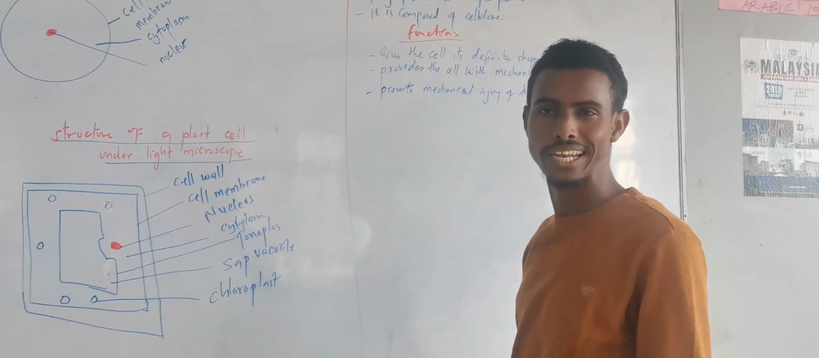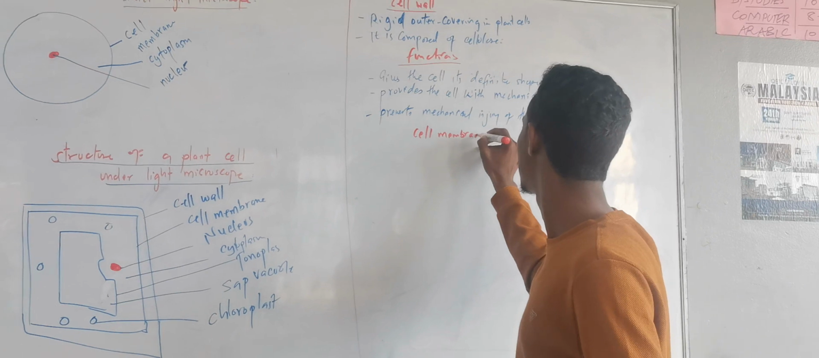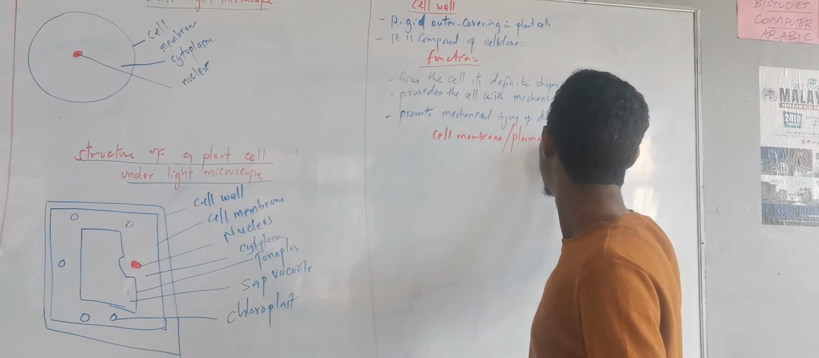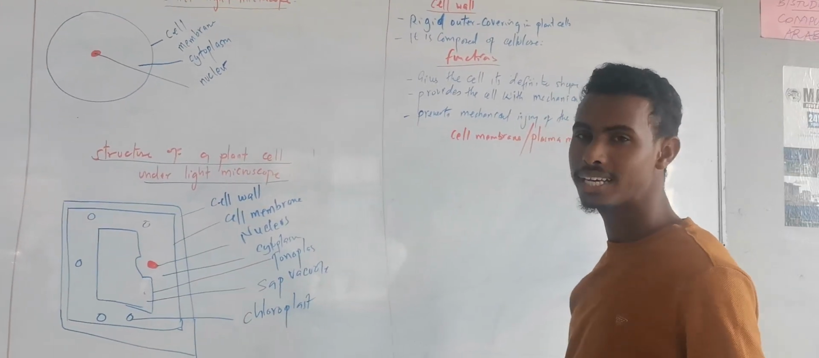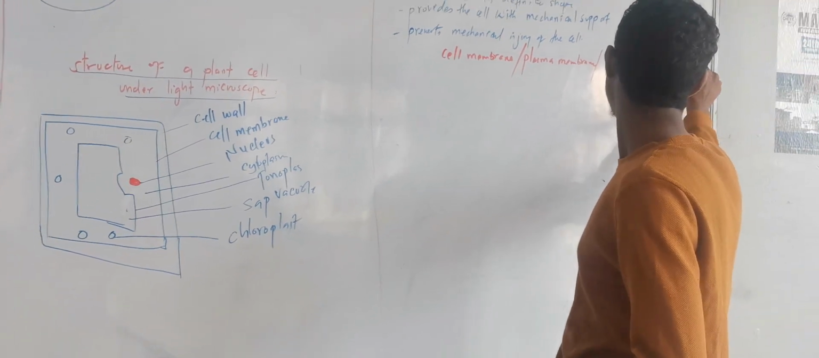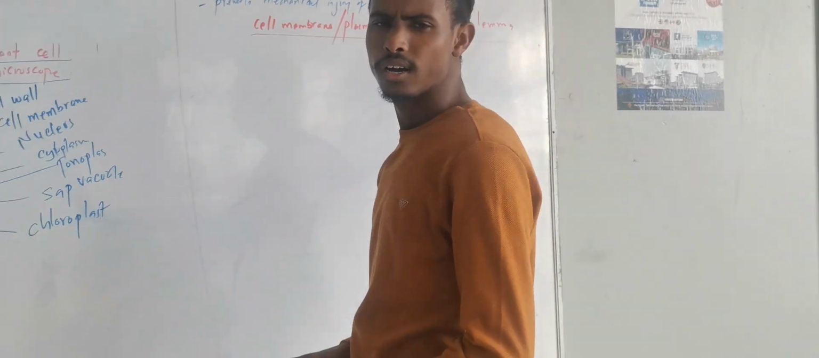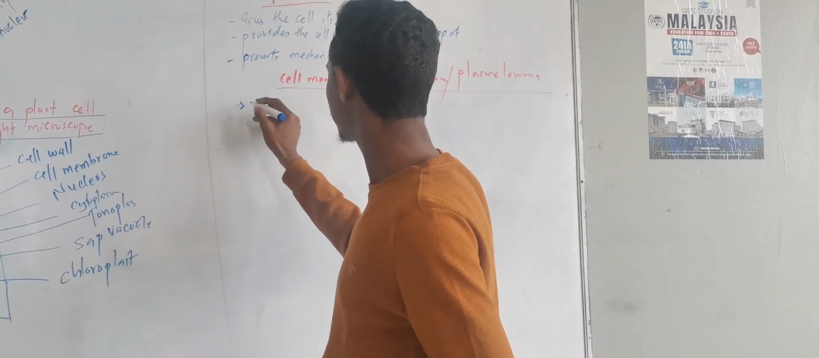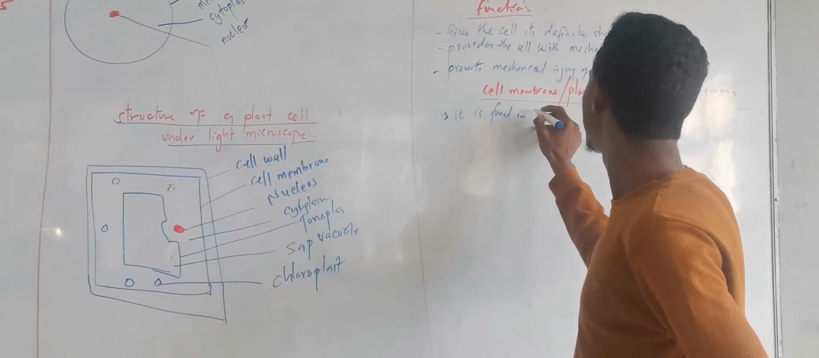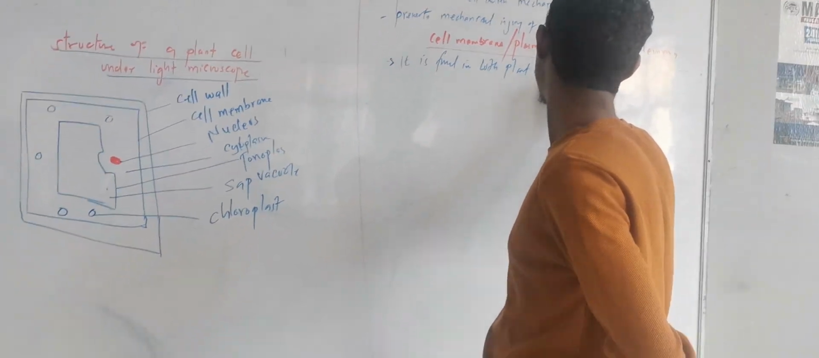The next cell organelle is the cell membrane. Sometimes called the plasma membrane, at times called the plasmalemma. All these just refer to the cell membrane. Now, the cell membrane is found in both plant and animal cells.